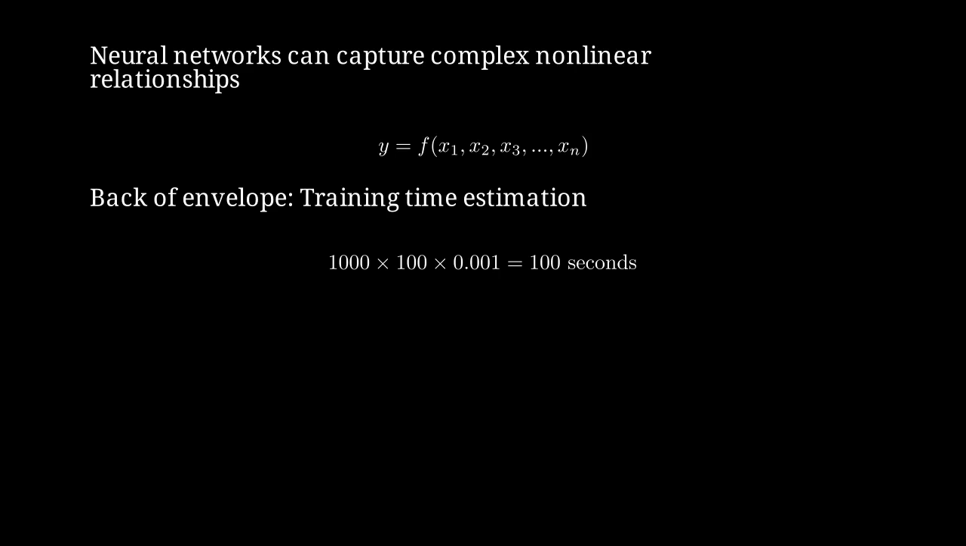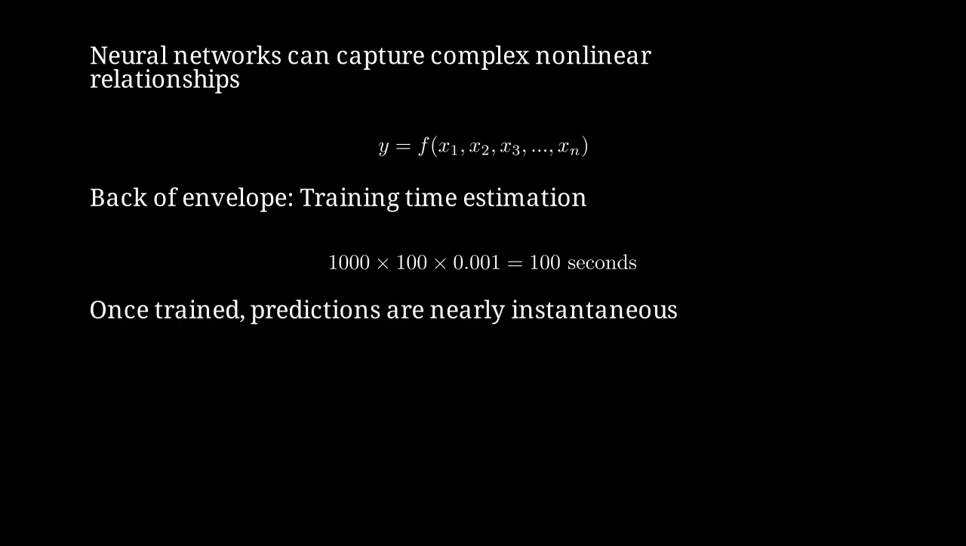This is remarkably fast compared to running 1,000 actual physical experiments. Once trained, the model can predict outcomes for new parameter combinations in milliseconds. This allows researchers to explore thousands of virtual experiments before running any physical tests.